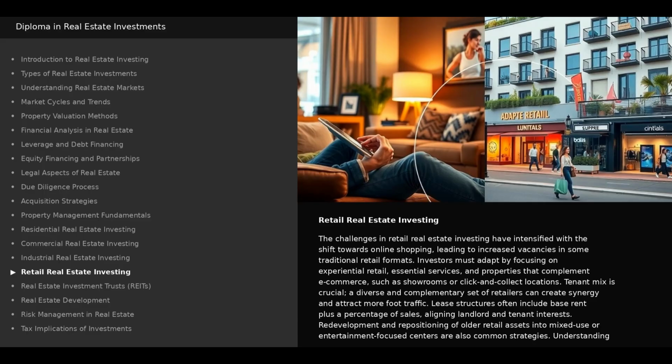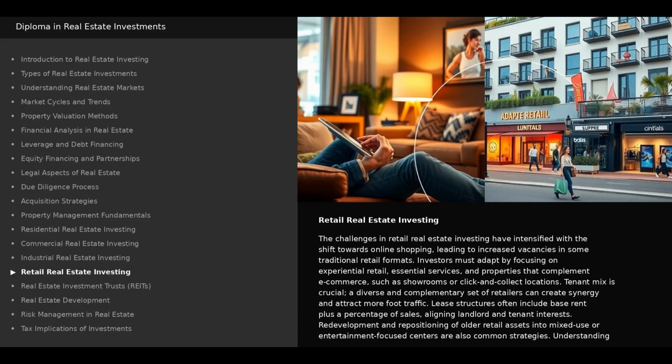Tenant mix is crucial. A diverse and complementary set of retailers can create synergy and attract more foot traffic. Lease structures often include base rent plus a percentage of sales, aligning landlord and tenant interests. Redevelopment and repositioning of older retail assets into mixed-use or entertainment-focused centers are also common strategies.